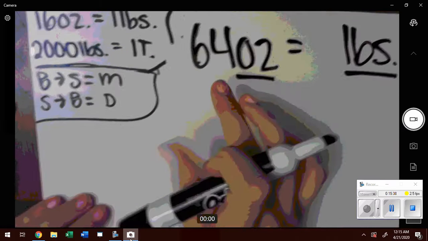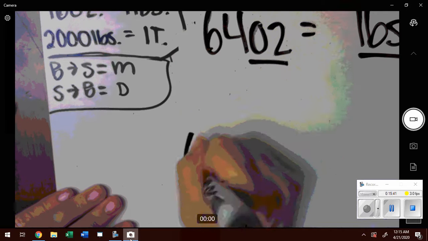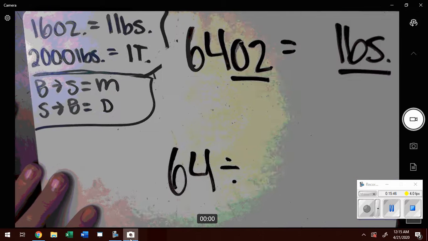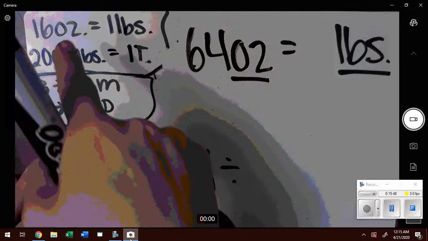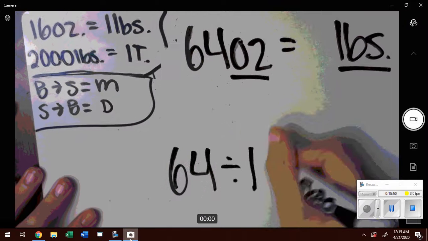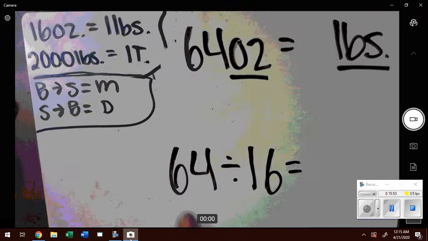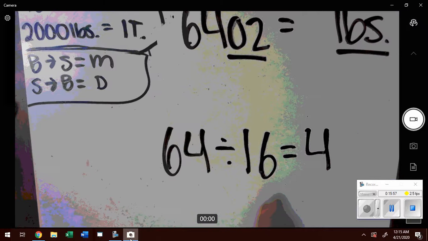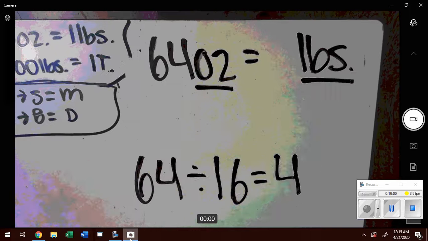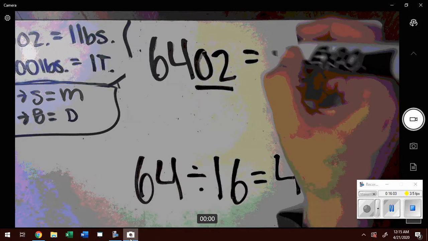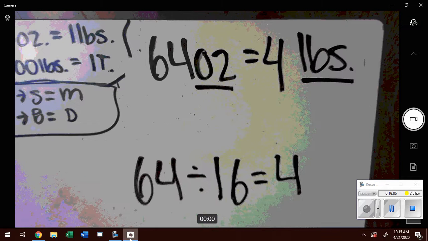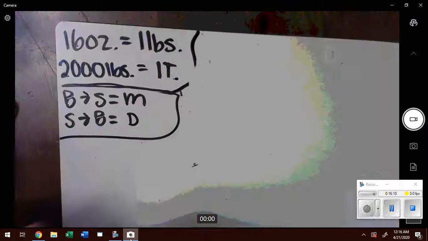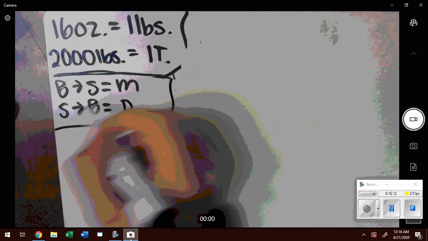I'm going to divide the amount of ounces I have, 64, by the amount of ounces per pound. So if I have 64 ounces, I'm going to divide that by 16 ounces. And I know that 64 divided by 16 is 4. 4 groups of 16 fit into 64. So 64 ounces equals 4 pounds. Again, so important to remember this.